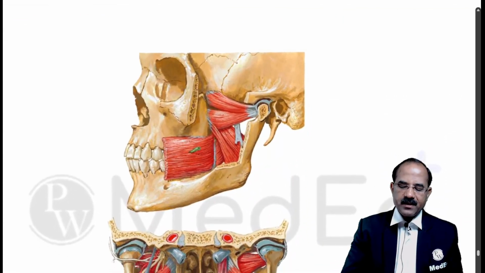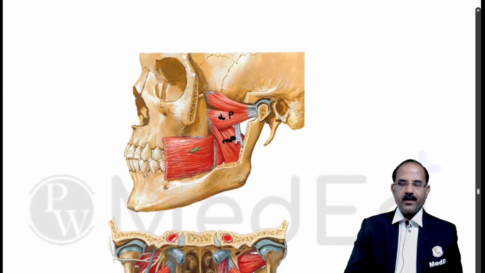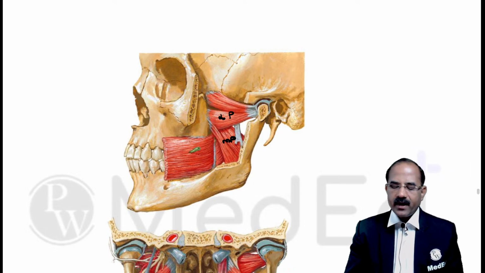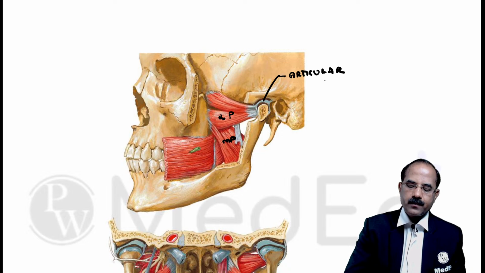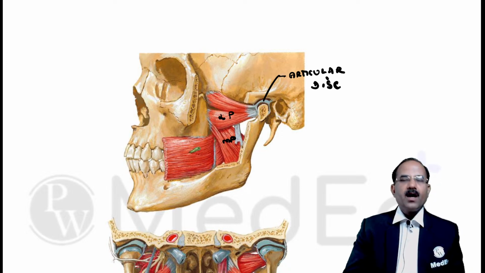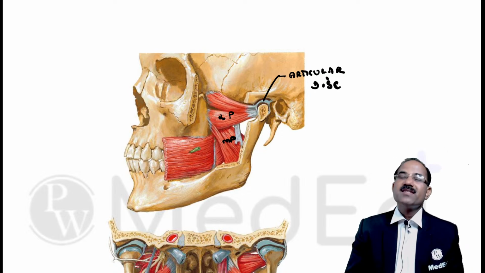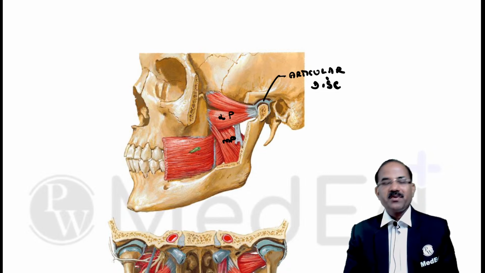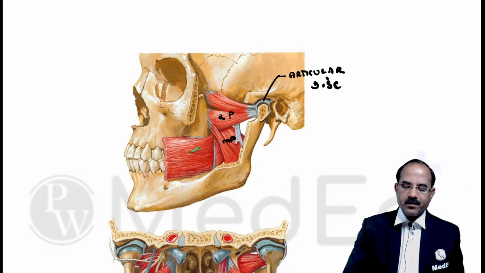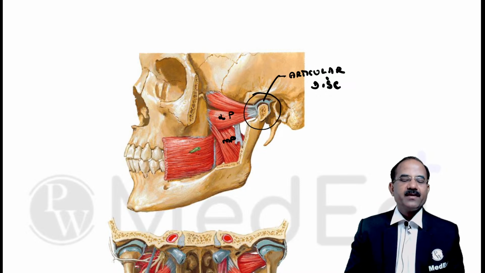What is this muscle? This is the lateral pterygoid. And what is this? Medial pterygoid. This is the lateral pterygoid and this is the medial pterygoid. And what is this, students? That's the articular disc. The articular disc of the TM joint is the degenerated part of the lateral pterygoid. Remember this. The articular disc of the TM joint is the degenerated part of which muscle? Lateral pterygoid.